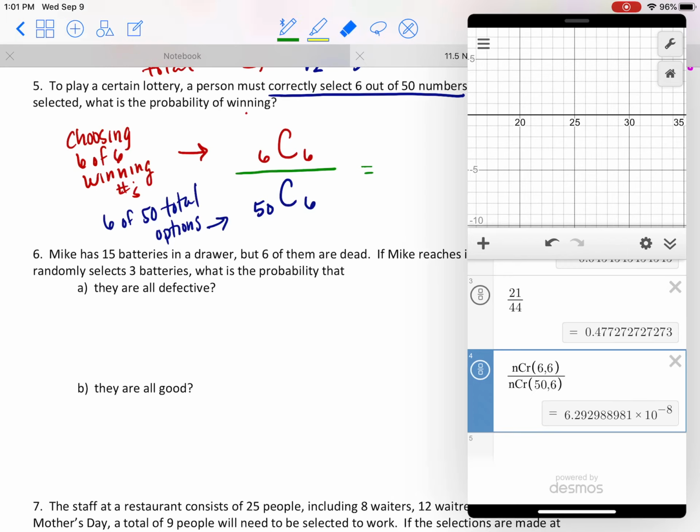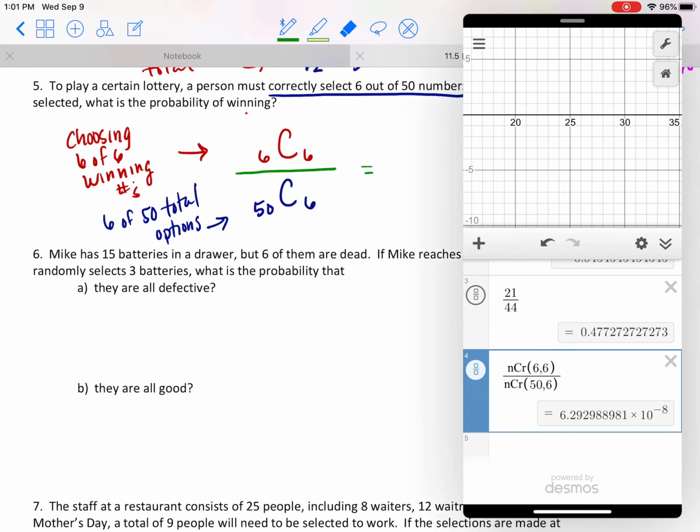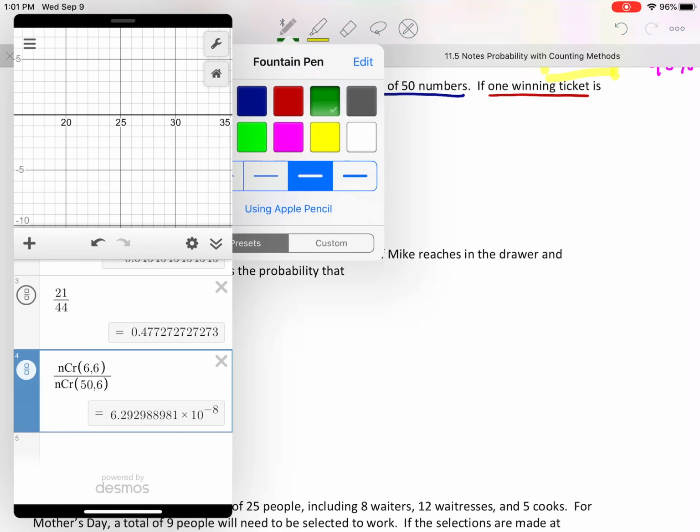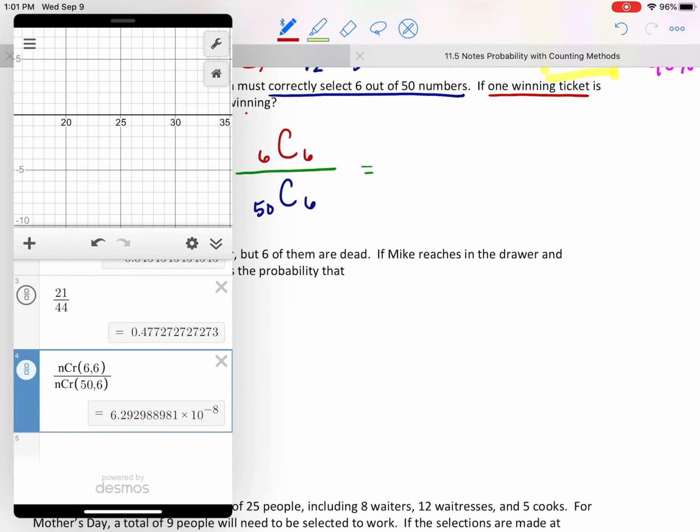Let's see if it'll give us a fraction that's a little easier to write. And it does not. So that's okay. We're just going to have this redonkulously small decimal, which should make sense. The probability of winning the lottery, not so good. So let's see. This is going to be, Desmos says 6.29-ish times 10 to the negative 8. And I'm going to change this to approximately. I just really don't like this decimal. So this is going to be 0.1, 2, 3, 4, 5, 6, 7 zeros before the 629.